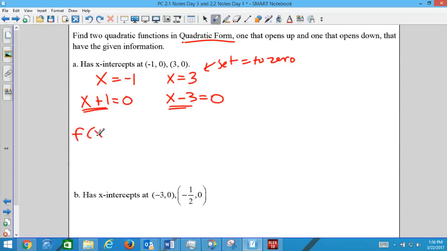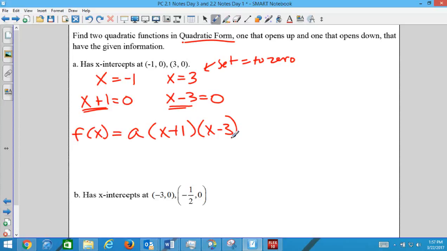So we have f of x equals, and then we're going to have some value a, parenthesis x plus 1, and a parenthesis x minus 3, where the x plus 1 and x minus 3 are the factors. And this says that we need one quadratic that opens up, and one quadratic that opens down. What value of a could it be so it opens up?